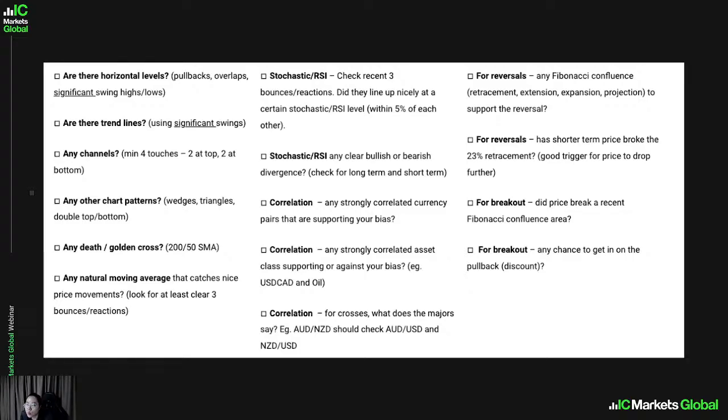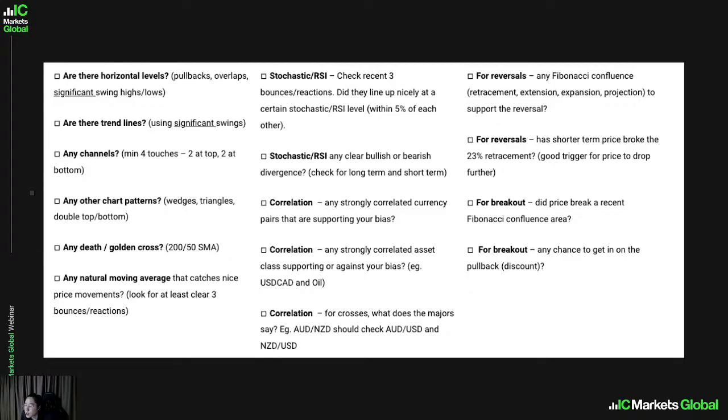Okay, after that we're going to look for any chart pattern, so wedges, triangles, double tops and double bottoms, followed by golden cross and death crosses. I don't really use this, but we can try to use this today. Honestly, I do want to try using it once in a while.